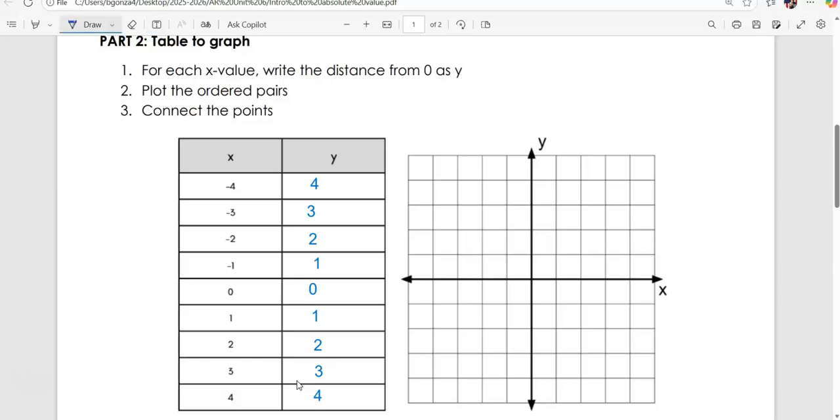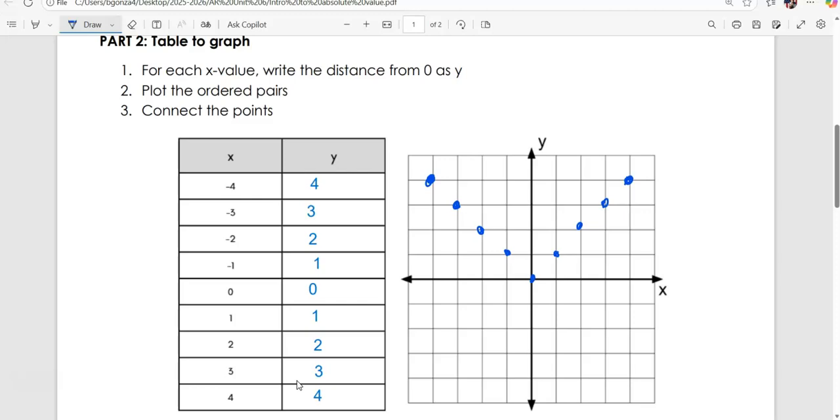So graph all these points. Let's do it. Negative 4, 1, 2, 3, 4. Negative 3, positive 3. Negative 2, positive 2. Negative 1, positive 1. 0, 0. 1, 1. 2, 2. 3, 3. 4, 4. Plot those points.